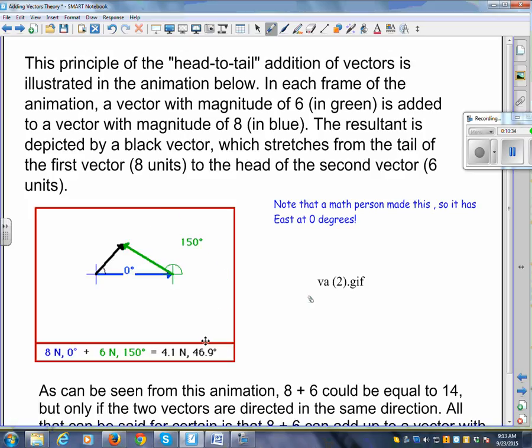Now, there's a mistake in the animation. Can anyone see it? Trevor? Well, that's not really a mistake. I'm going to tell you. It's actually on the screen already. What's the direction of the blue vector? 0. Where is 0 supposed to be in the physics world? North. Right? Straight up and down. Math person made this so it has east at 0 degrees. Bad math people. Apologies to the math teachers.